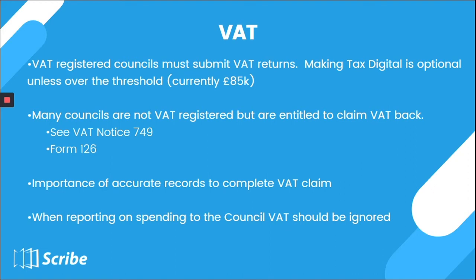A couple of points to note as well. Firstly, the importance of accurate records to complete the VAT claim. Clearly, if you're going to claim VAT back, you need to have an invoice showing the company's VAT number and also the amount of VAT that they are charging, and this relates to the cash book and keeping accurate records and the paperwork tying in with the information that you've got. And secondly, when reporting on spending to the council, VAT should be ignored. That's going to be claimed back, so it's less relevant when looking at budget setting and actuals against budgets.